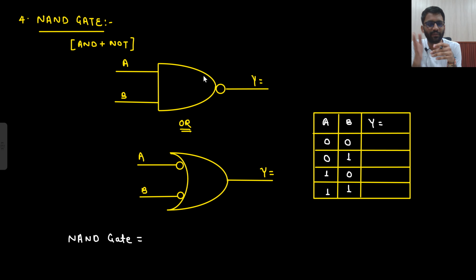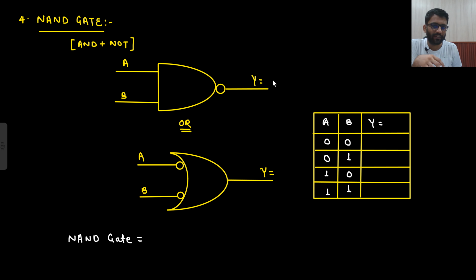So this is the first universal gate, which is NAND gate. How is NAND gate made? AND plus NOT. There will be an AND gate and then there will be a NOT gate. So AND plus NOT, that is known as universal gate.